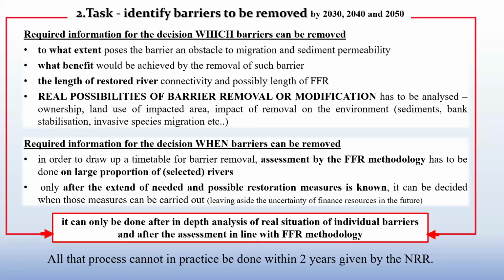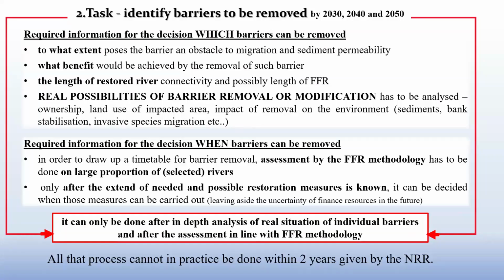But the main thing we need to know is the real possibilities of barrier removal or modification. So we have to know who owns the barrier, the land use of the impacted area, and what the impact of removal is on the environment, as for the sediments, bank stabilization, invasive species migration, and so on. So it's not easy to just say, okay, we would like to have this barrier removed, but before we put it down in the plan, we really need to know the real possibilities, whether we can remove it or not. And also to decide when barriers can be removed, to set up a timeline plan.